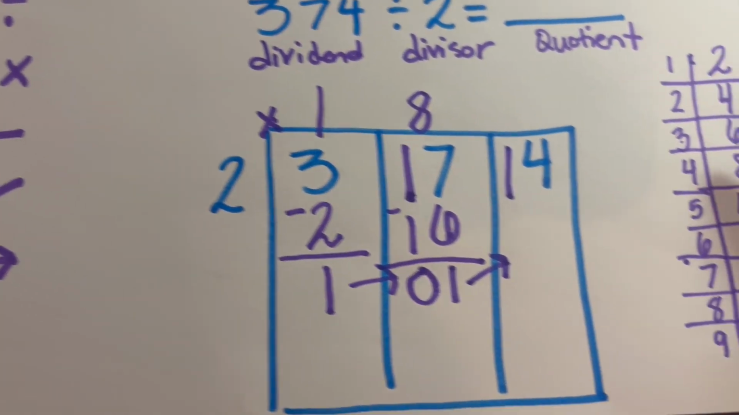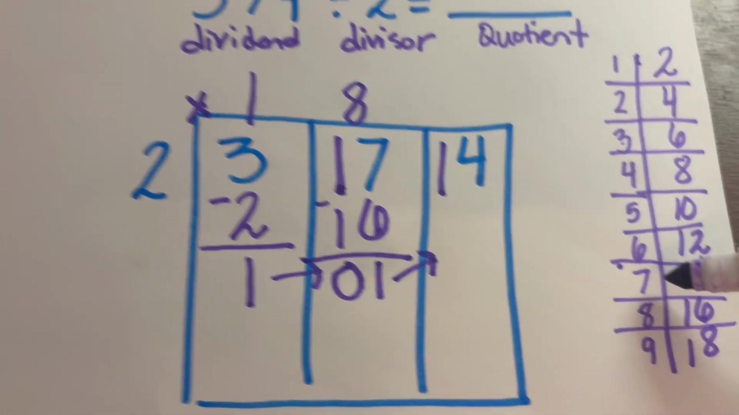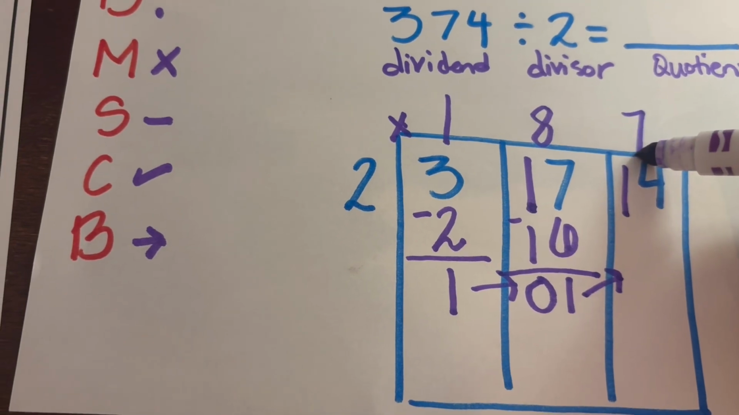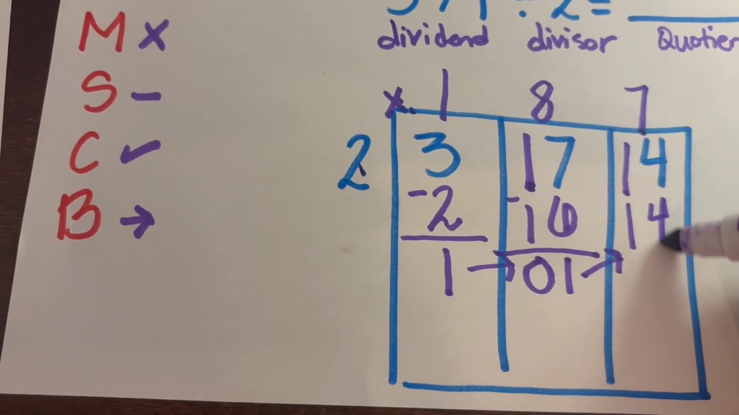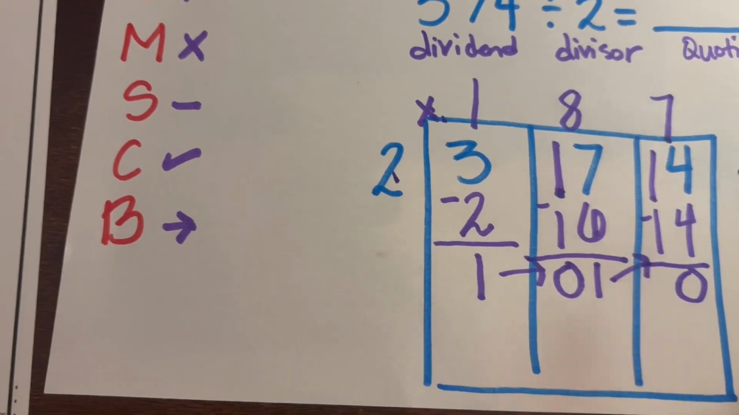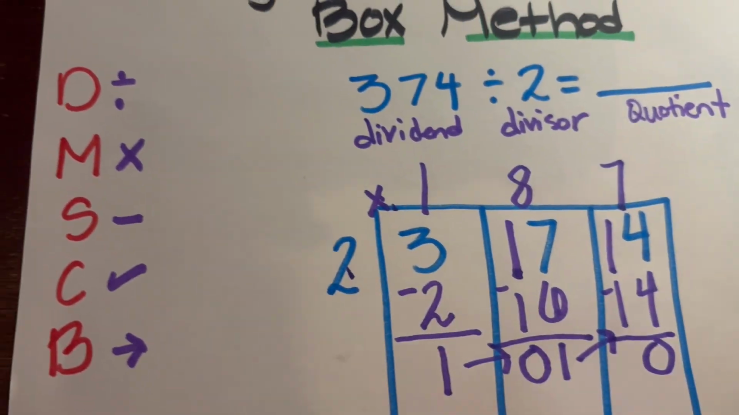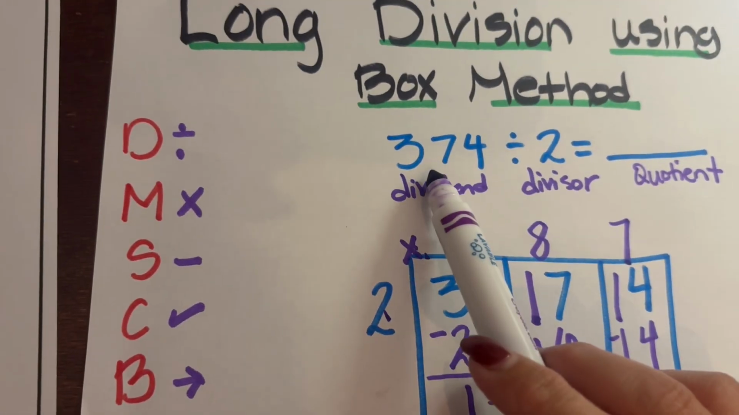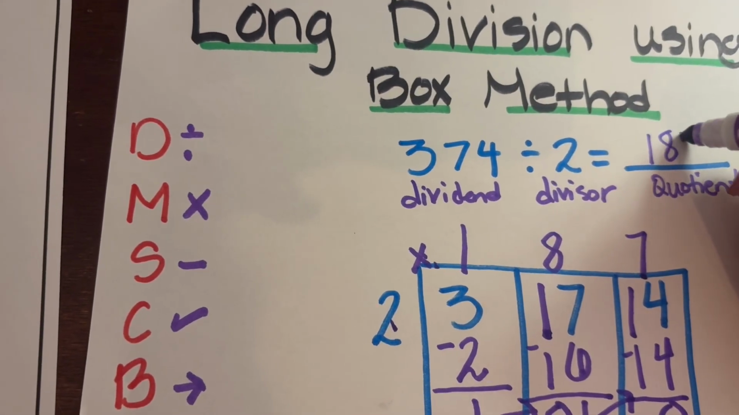Okay, now is 14 on our chart? Yes, it is. That would be 7. So the 7 goes here. Then we multiply. 2 times 7 is 14. Then subtract. And we check. Okay, we checked our work. 14 minus 14 is 0. So here's our quotient. 374 divided by 2 is 187.